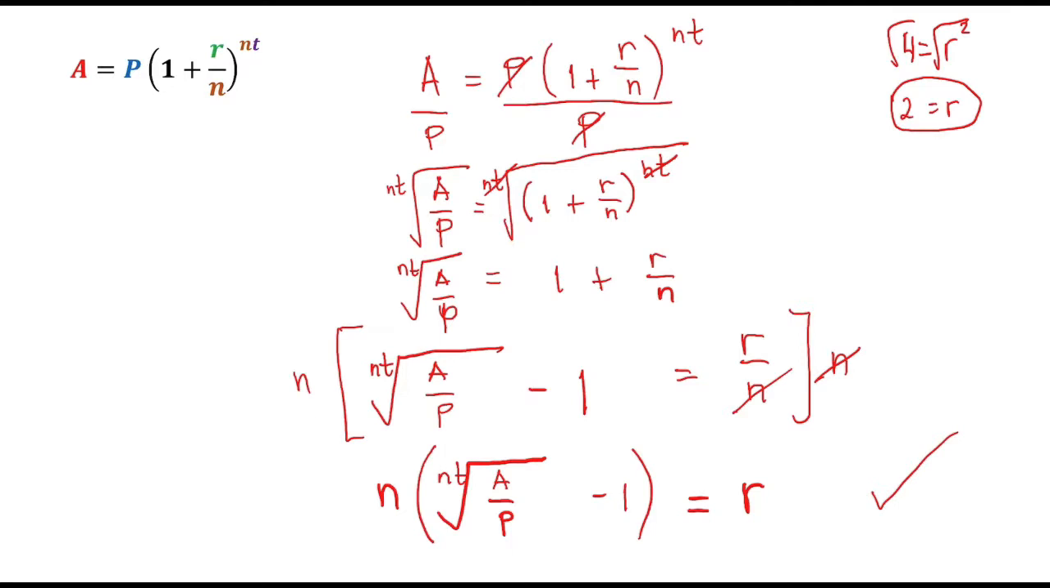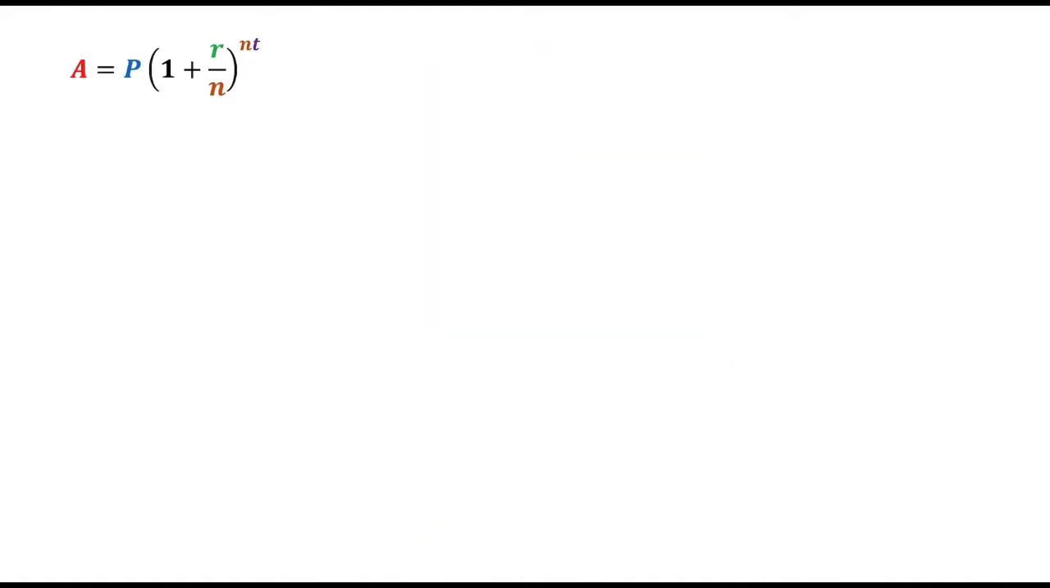Now let's move on to letter T. How do we find letter T? This one is a little bit complicated. A again is equal to P times the quantity 1 plus R over N raised to the power NT. Take note, NT is a power. What is the basic rule when we have to find a power? In here, we will use the ln.